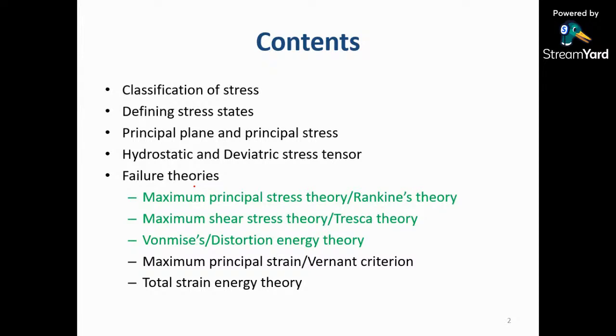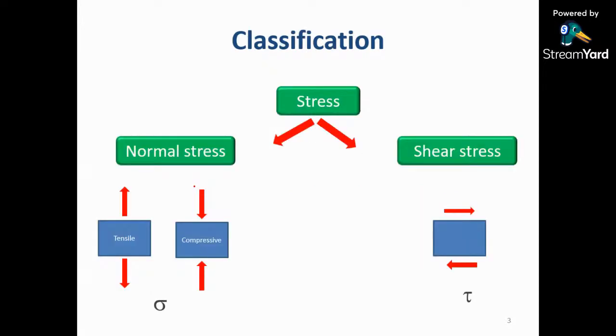failure theories. So first, let's get started with the fundamental classification of stress. Of course, there are other types of stresses also, but for this constraint, we'll restrict ourselves to normal stress as well as shear stresses. These are the two fundamental types. Other than these two, we have bending stresses or torsional stresses, but for this talk, just an understanding of normal and shear stress will be sufficient.